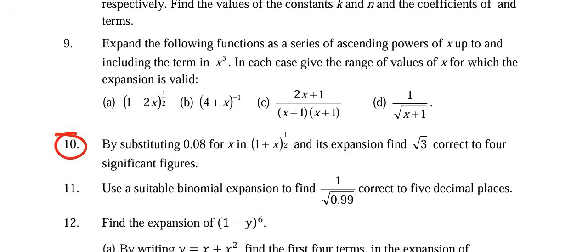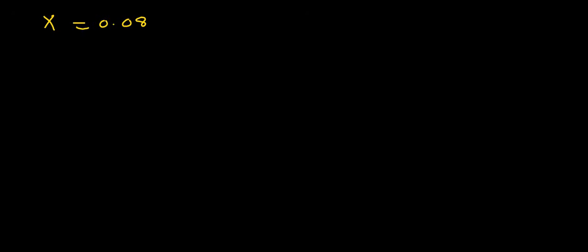Question 10, this one here, right? Question 10, they're saying by substituting 0.08 for x in 1 plus x to the power half and its expansion, find root 3 correct to 4 significant figures. That's what they want. So we let x be equal to this in the expression 1 plus x to the power half. Then we find the square root of 3. That's what they want us to do.